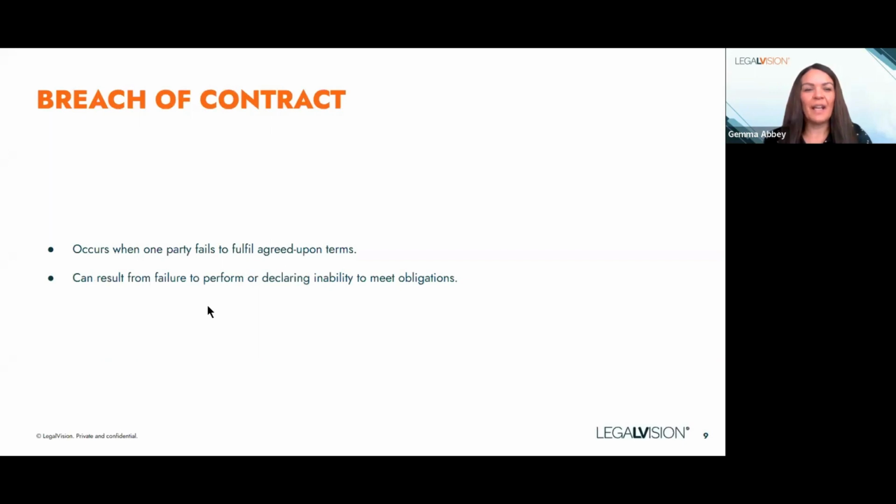Thanks, Jess. Okay, so when we're talking about business disputes, one of the most common business disputes we deal with typically stems from a breach of contract. A breach of contract usually occurs when one party fails to do what they agreed to do or declares that they are unable to uphold their obligations under a contract. For example, under a supply contract, one party fails to deliver the goods within the time specified in the contract, or otherwise has advised in advance that they're just not able to supply the goods at all.